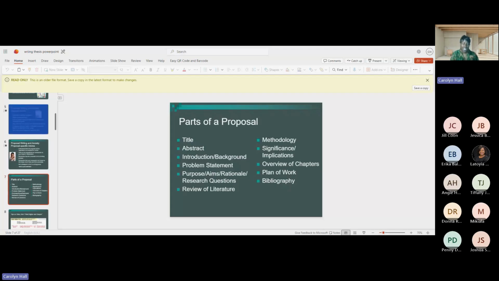Next on the list is significance and implications. Significance and implications. Does anybody want to take a stab at what that means or what you think it means? What do you think this part of your research proposal is going to do? I promise you, if you get it wrong and you try it, I will not embarrass you. But I do want to hear your thoughts. What do you think this part of your proposal does?